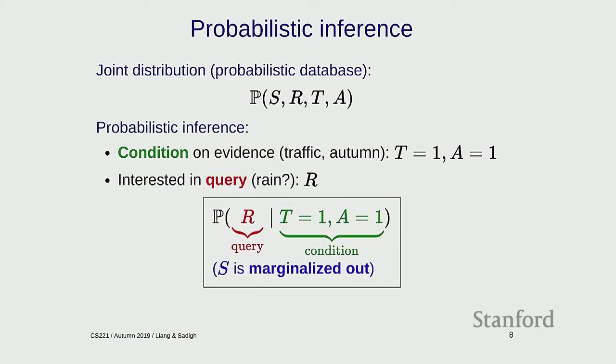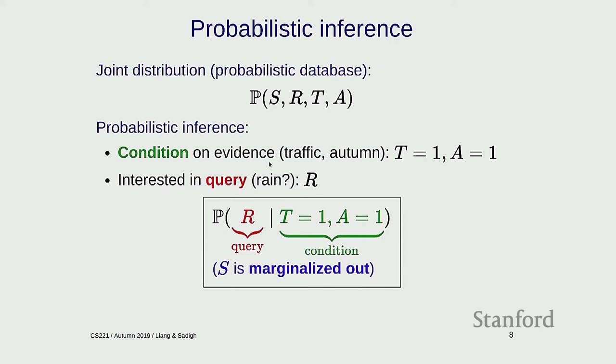So the main thing that we're going to do with a joint distribution is called probabilistic inference. This is an important thing to understand because we're going to spend the whole time doing probabilistic inference, so it's good to know what it is. The way to think about it is that you observe some evidence. You wake up and you see it's autumn, and it's the Bay Area, so there's traffic outside, so you're conditioning on some evidence, T equals 1 and A equals 1. That's what you know. And what you'd like to find out, querying this oracle, is whether it's raining.